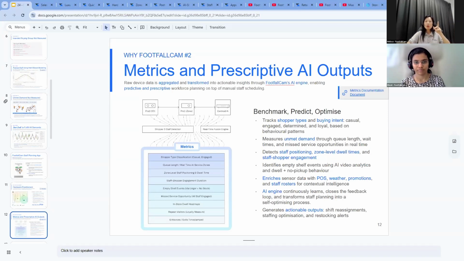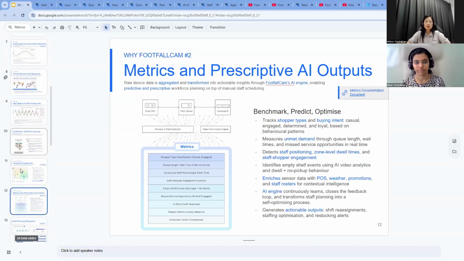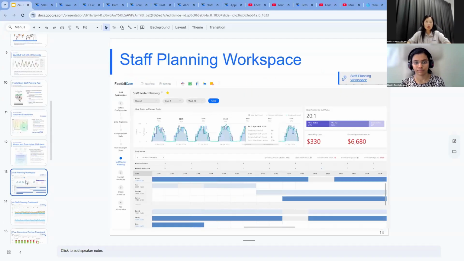So to sum it up, why FootfallCam: because we provide a complete, granular, and retail-specific data layer about your customers and staff, and an AI engine that transforms that data into continuous improvement, closing the gap between what you plan and what you actually need. That's the intelligence layer on top of your existing system. Now let's walk through how we approach staff planning for next week using our app.